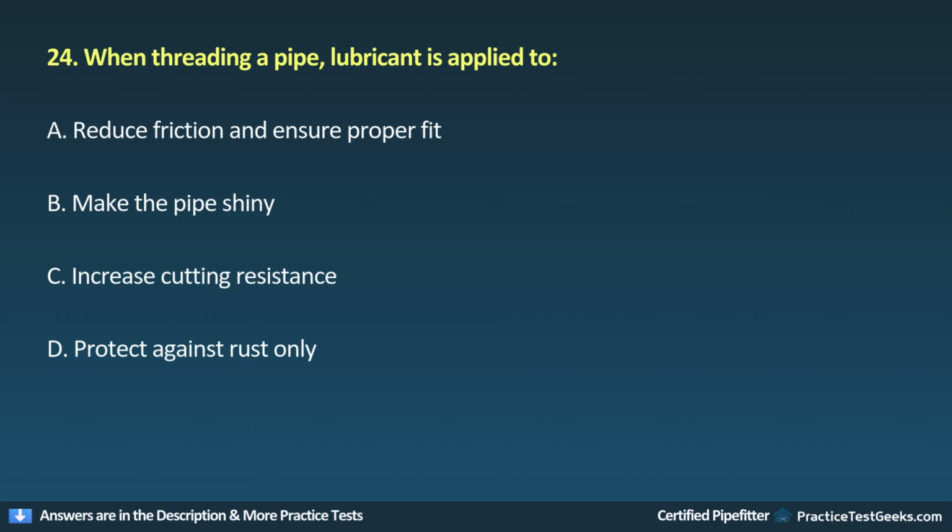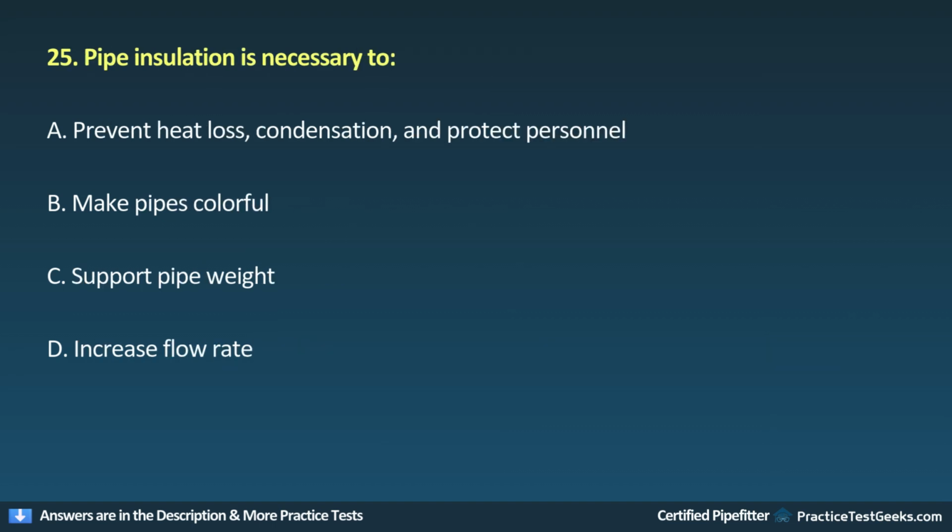When threading a pipe, lubricant is applied to: A. Reduce friction and ensure proper fit. B. Make the pipe shiny. C. Increase cutting resistance. D. Protect against rust only.